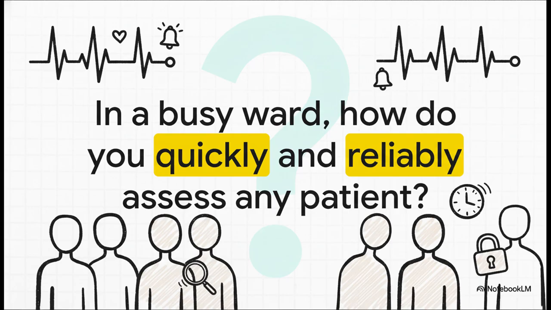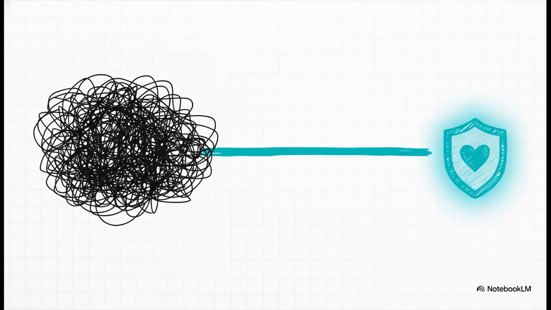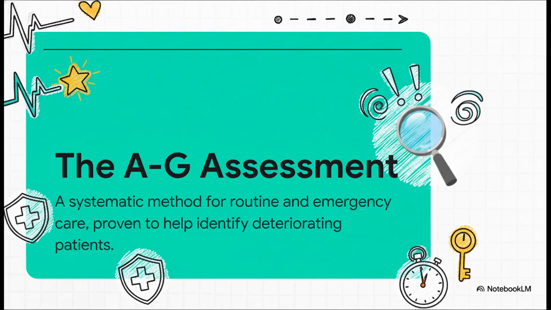You're on a busy ward, right? The buzzers are going off, people are rushing around, and you need a solid way to assess any patient fast. So, how do you do it? How do you cut through the noise? Well, luckily, you don't have to just wing it. There's a proven tool for exactly this situation. It gives you a structure, a kind of roadmap to follow right in the middle of all that chaos. And that tool is the A to G assessment.